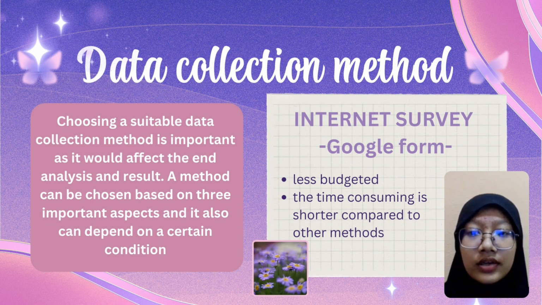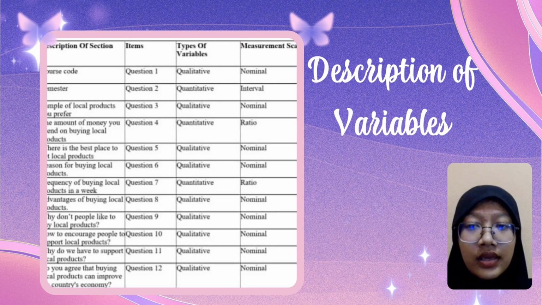Next, data collection method. A suitable data collection method is important as it affects the final analysis and result. A method can be chosen based on three important aspects. It also can depend on certain conditions. For our case, we are using an internet survey, that is Google Form. We use this because it needs less budget and the time consumed is shorter compared to other methods.